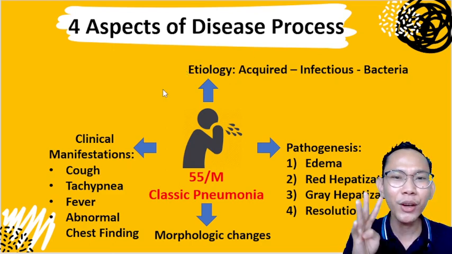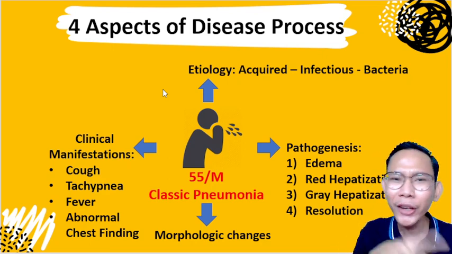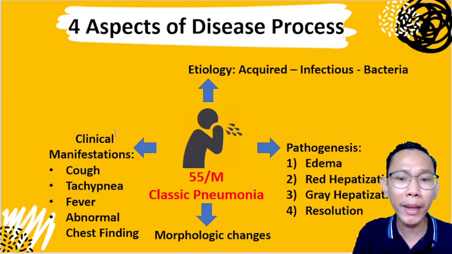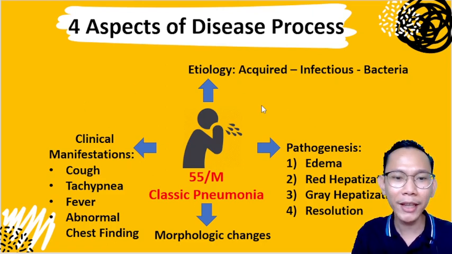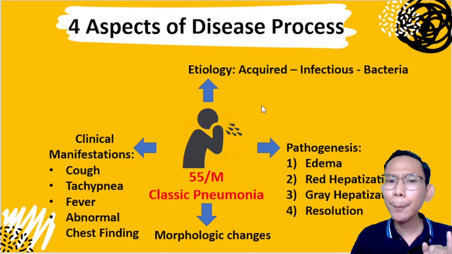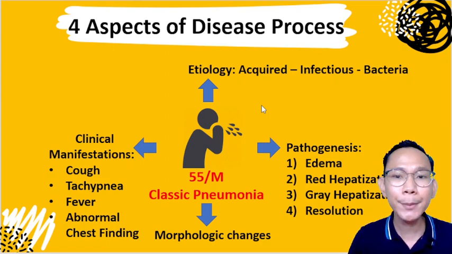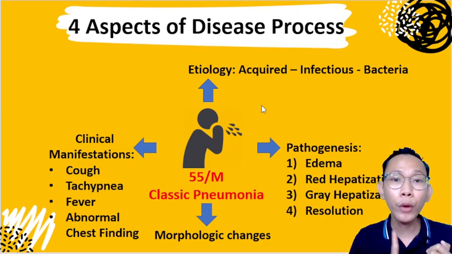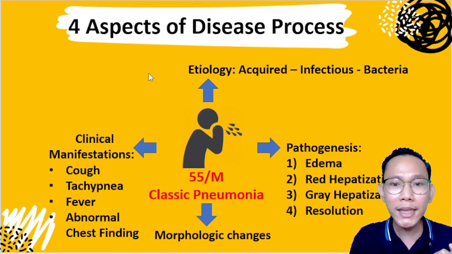All of these four aspects of disease process is actually connected or intercorrelated. Lahat sila connected lang. Hindi pwedeng clinical manifestation is independent from the morphologic changes. Hindi ganun. Ang apat na ito ay connected. So Doc, the question is, what is the importance of knowing the four aspects of disease process? Now, the importance of knowing the four aspects of disease process is number one, for us to be able to diagnose our patient correctly. As a physician, it is important for me, dapat alam ko itong aspect of disease process, because without knowing this disease process, I will never ever diagnose the patient correctly.